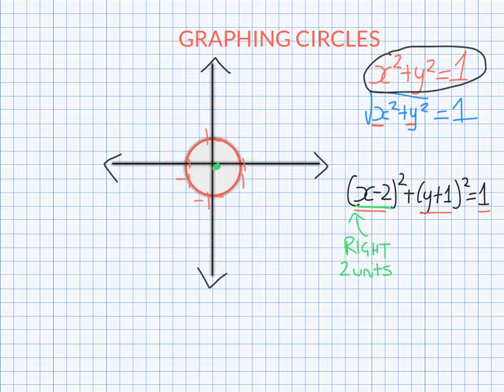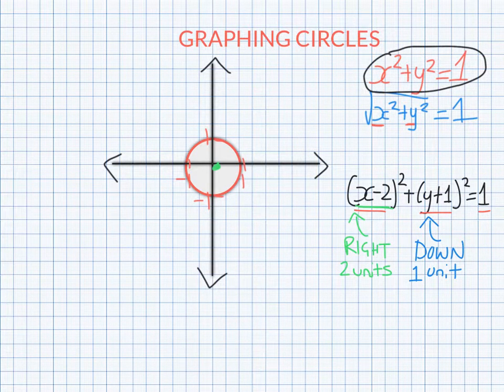So it's the same idea if I replace y with y minus something. It now goes the opposite way that you'd expect. You'd expect adding 1 would go up. So because it goes the opposite way that you'd expect, this is actually going to go down. And because it's plus 1, it's going to go down by 1 unit. So this is actually going to be a circle with radius 1, but it's just been shifted right 2 units and down 1 unit. So what do I mean by it's shifted right and down?